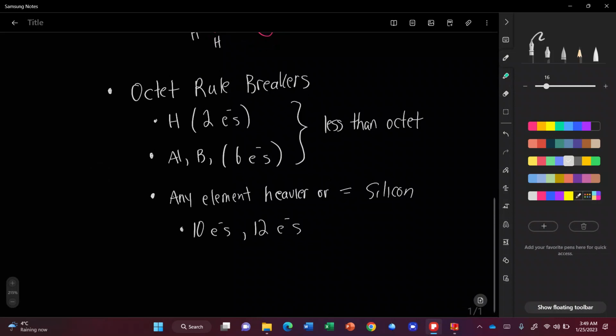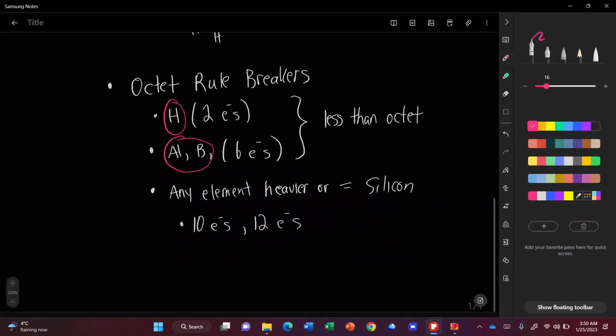Please make sure you understand that these are the only exceptions to the octet rule. Hydrogen has 2, aluminum and boron have 6, and things like silicon and phosphorus can have more than 8. They can have 10, they can have 12. It just depends on what chemistry you're actually doing with them. So that's pretty much all I have to say about the octet rule.